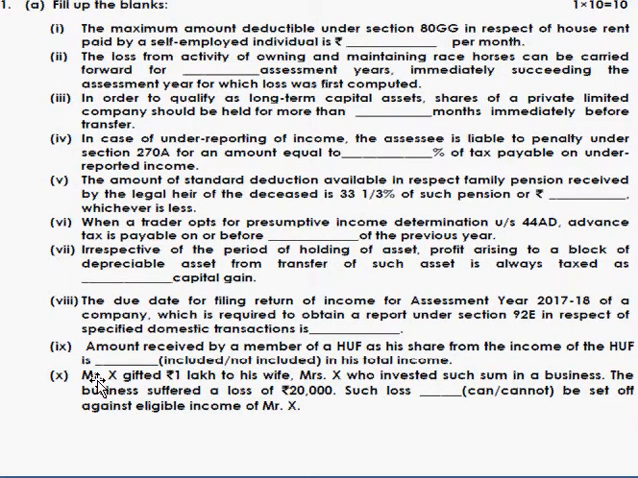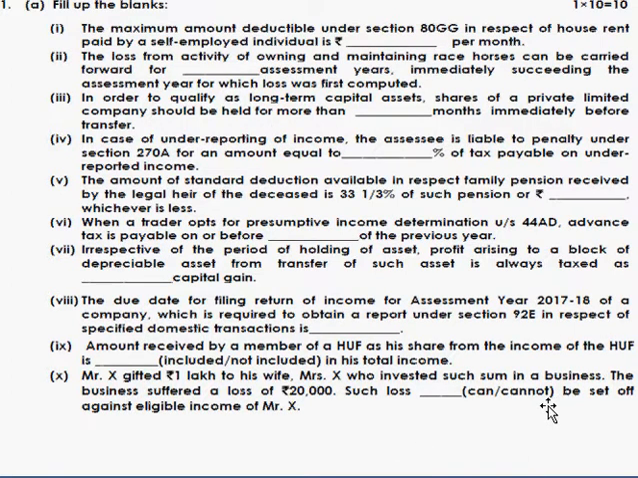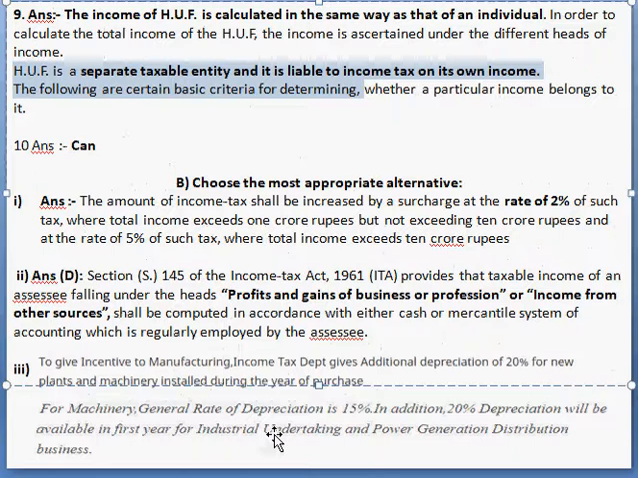So the next question is fill in the blanks: Mr. X gifted 1 lakh to his wife. Miss X, his wife, invested the money in business and she suffered a loss of 20,000. So whether the loss can be set off against the income of Mr. X or not. Just try to understand. As Mr. X has gifted 1 lakh rupees to his wife, who invested the money and suffered the loss, obviously Mr. X can set it off in his income tax, because he gave the money to his wife to do business, she got a loss, so he can set it off.